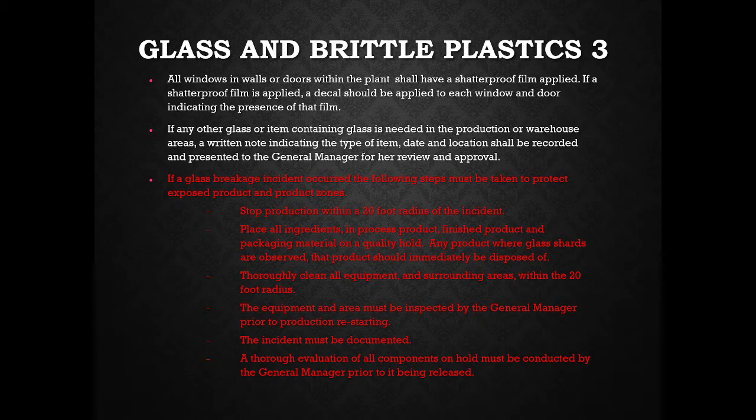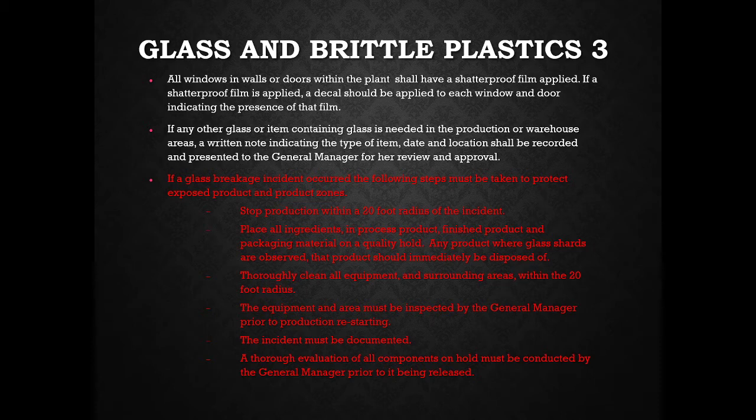If a shatterproof film is applied, a decal should be applied to each window and door indicating the presence of that film. If any other glass or item containing glass is needed in the production or warehouse areas, a written note indicating the type of item, date, and location shall be recorded and presented to the general manager for their review and approval.